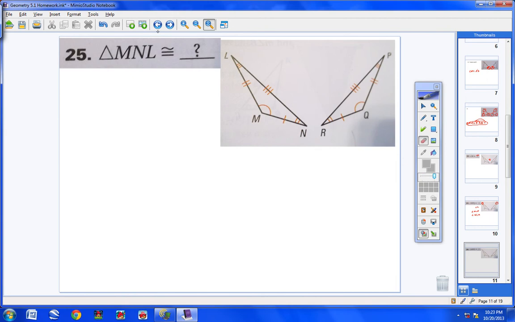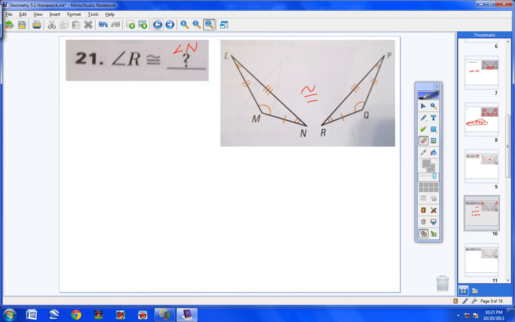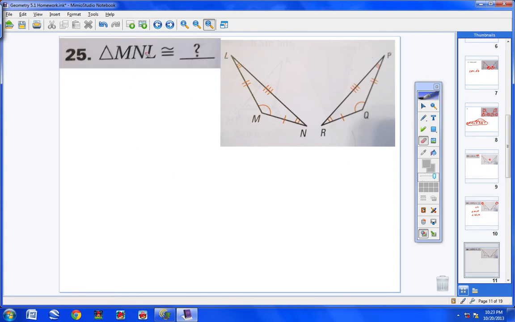Let me go back a page. I hope I didn't mess up the other ones. Let's see. That was angle, and that was angle. Good. This says triangle, and I apologize for misreading that. So triangle MNL is congruent to triangle blank.